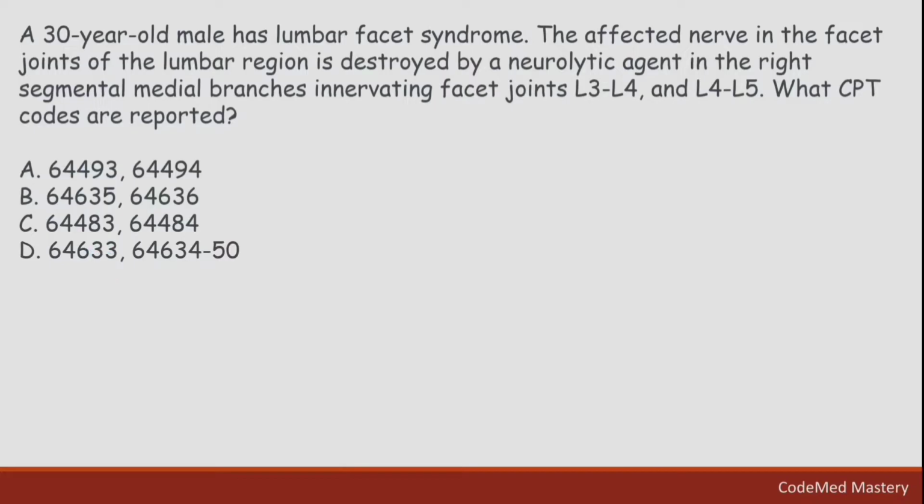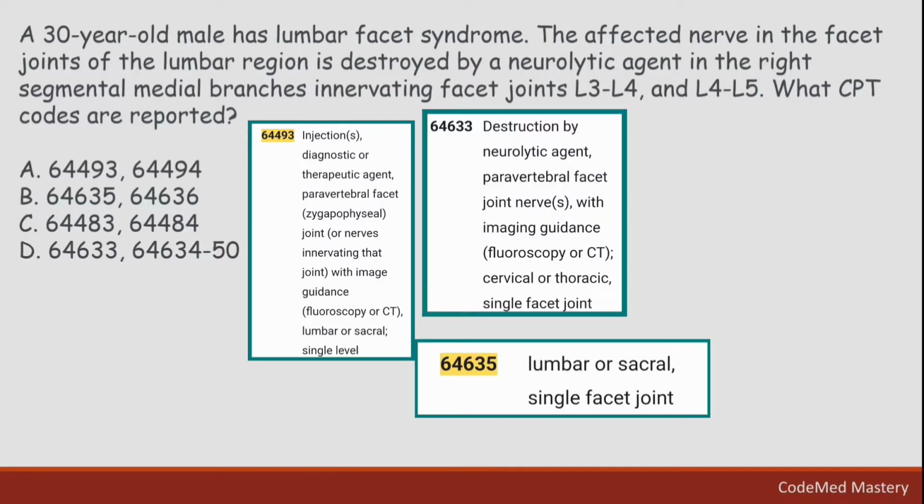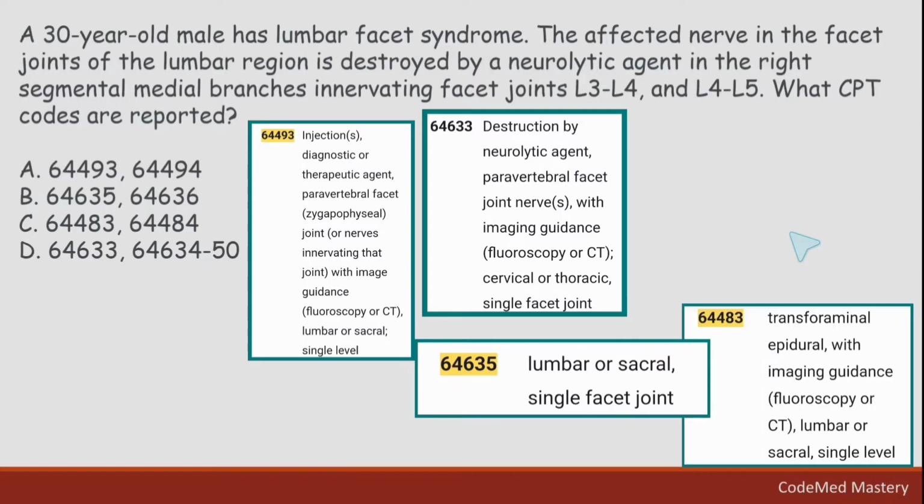Let us check the first codes from each option. In option A, first code 64493, that is for injection, diagnostic or therapeutic agent, paravertebral facet joint with image guidance, lumbar or sacral, single level. And 64635 is for destruction by neurolytic agent, paravertebral facet joint with imaging guidance, lumbar or sacral, single facet joint. And the code in option C, 64483 is for injection, anesthetic agent or steroid, transforaminal epidural with imaging guidance, lumbar or sacral, single level. And option D, first code 64633 is for destruction by neurolytic agent, paravertebral facet joint, nerves with imaging guidance, cervical or thoracic, single facet joint.